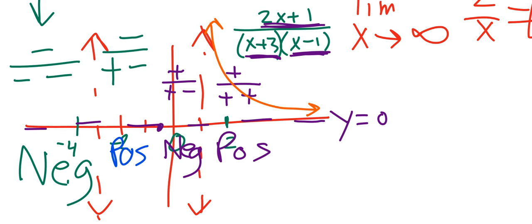If it's negative in the section between the vertical asymptote and the 0, it's probably doing something like this. And if it's positive between the 0 and the vertical asymptote over here, it's going to be going like that. What do you think is going to happen on the left side of the vertical asymptote at x equals negative 3? It's going to be down here, because we said that all those y values had to be negative.